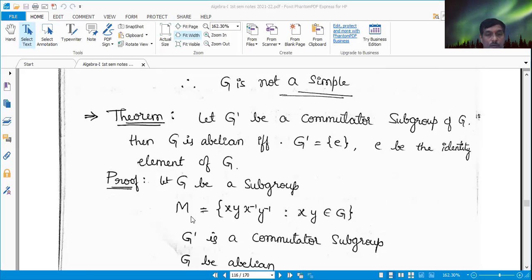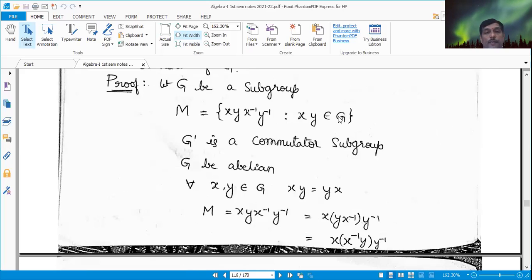Here, let G be a group. Let M be equal to the set of all x y x inverse y inverse, where x, y belong to G. G dash is the commutator subgroup. This is the definition of the commutator subgroup. What is G abelian? If two elements x, y belong to G, then xy is equal to yx. Then definitely the elements of the commutator subgroup M are of the form x y x inverse y inverse. You know that in an abelian group we can interchange the elements here. Yx inverse can be written as x inverse y.